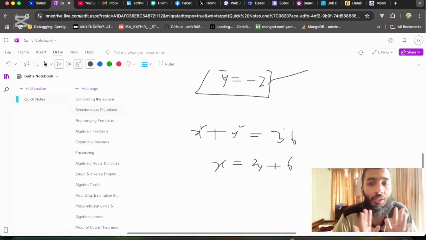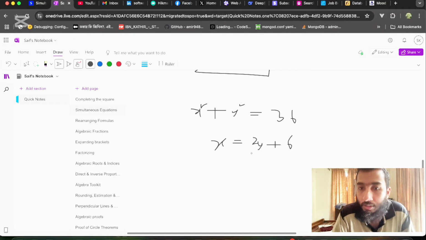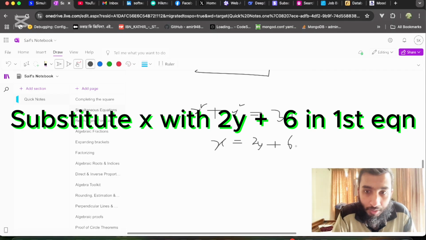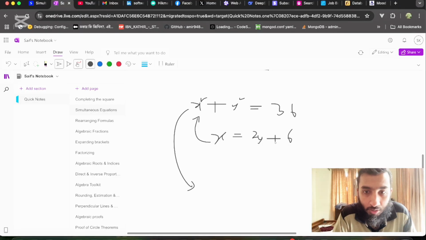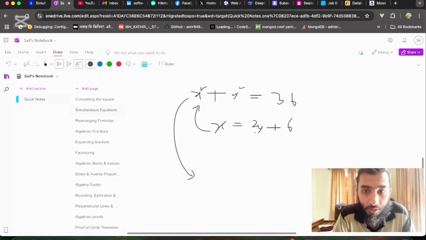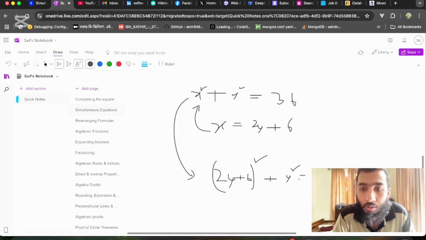These are the two equations that are given. Now we can use the substitute method to solve this problem. So what is the substitute method? Because x is given as twice y plus 6, we can use the value of x in the first equation. If I use x equals twice y plus 6 in this equation, what do I get? If I replace x with twice y plus 6, I get twice y plus 6, whole square, plus y square equals 36.